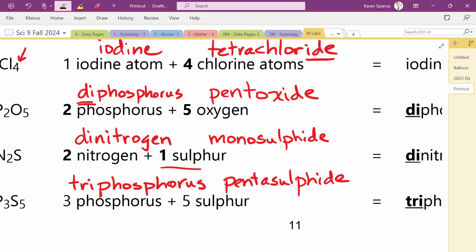Take a look at this one. When we had pent in front of oxygen, there was no A. But penta in front of sulfide, there is an A. So oxygen and oxide are a little bit funny. We drop the O's and we drop the A's, but only in front of oxygen, oxide. We don't drop I's, only O's and A's.